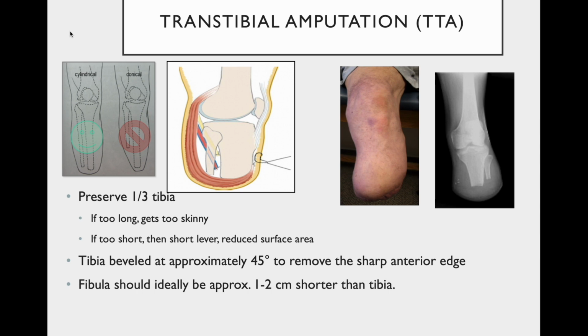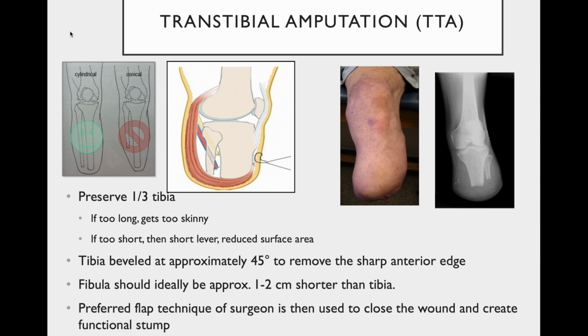Otherwise, if it's the same length or longer, it can be quite uncomfortable. There's essentially not enough soft tissue between the bone and the skin. The surgeon's preferred flap technique is then used to close the wound and create a functional stump. This picture demonstrates a long posterior flap.